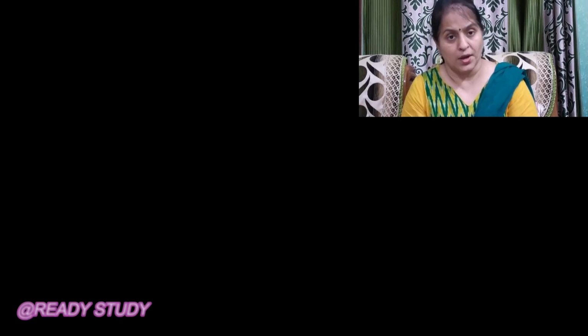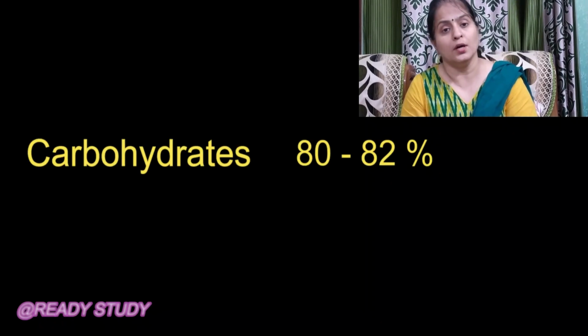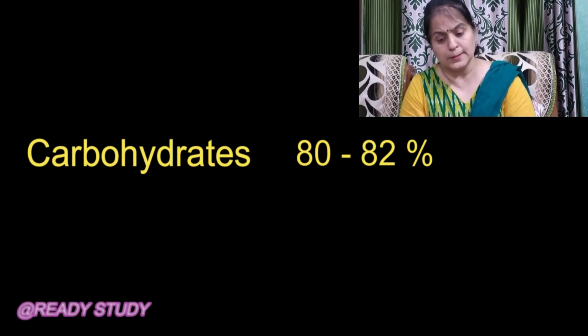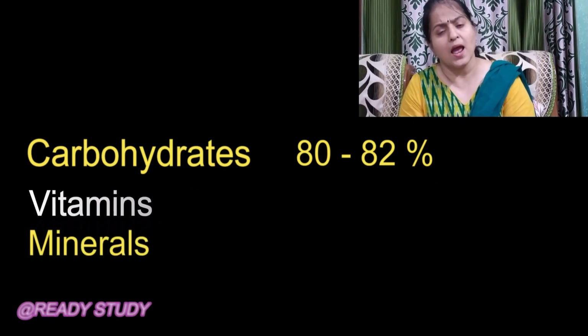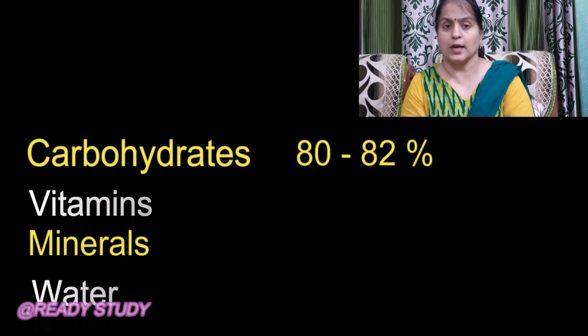You should note down the constituents of honey. The constituents of honey are carbohydrates, that means sugar, which is nearly about 80 to 82%. Then vitamins, minerals, and very low water content.